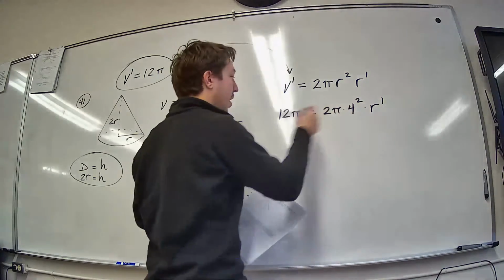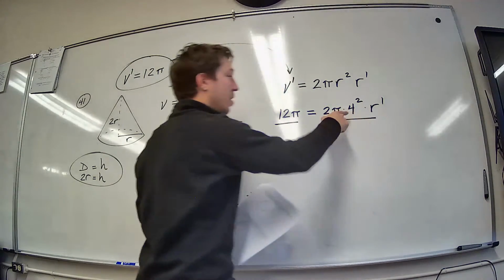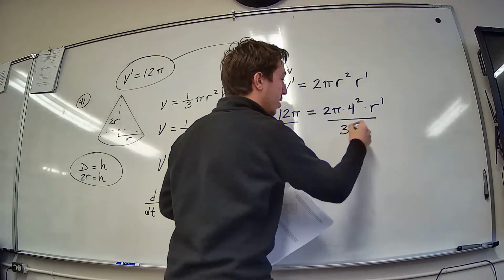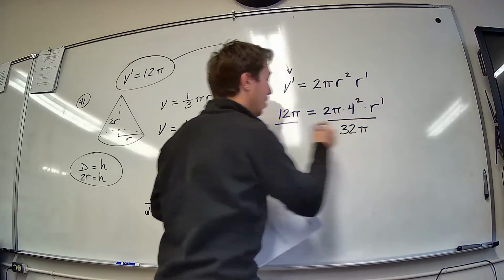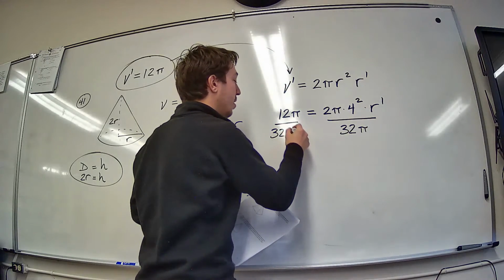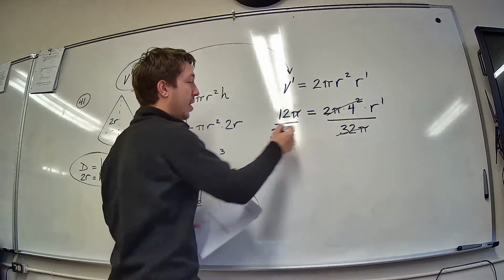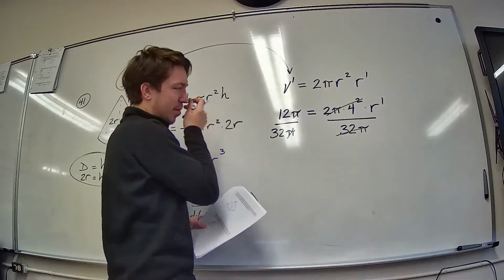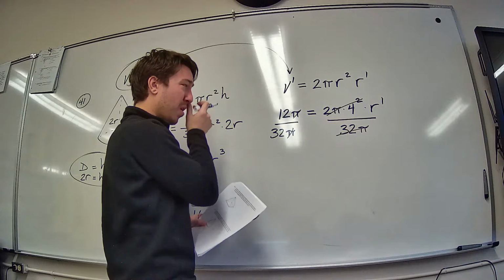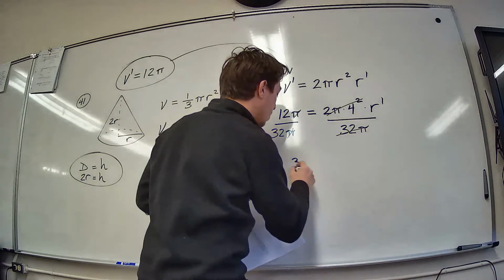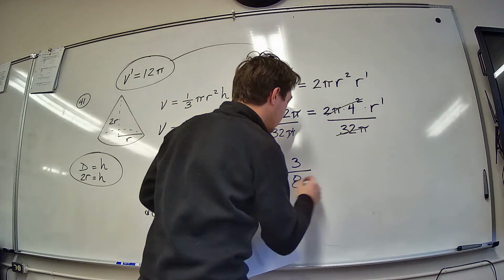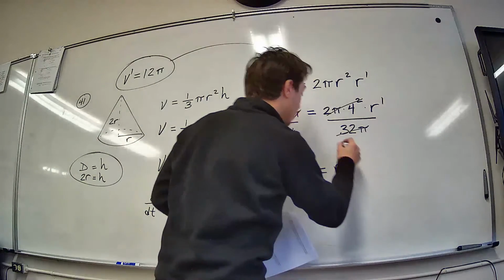Divide both sides by, let's see, 16 times 2 is 32 pi. So cancel it eventually. But most divisible by what? 4. So 3/8. That's a nice number.